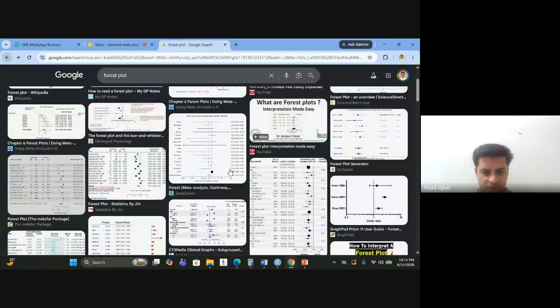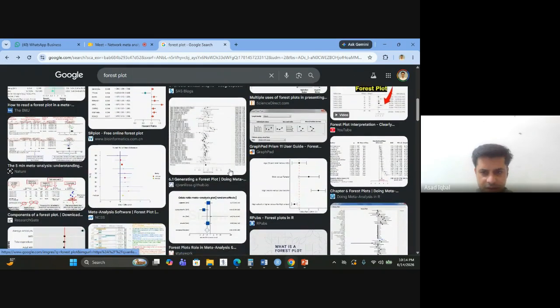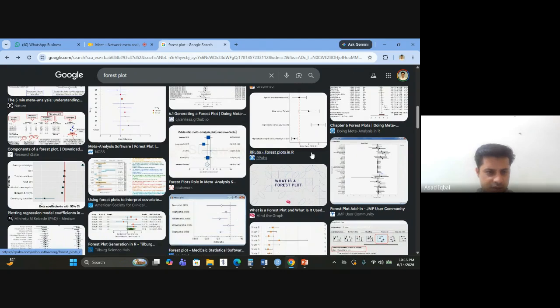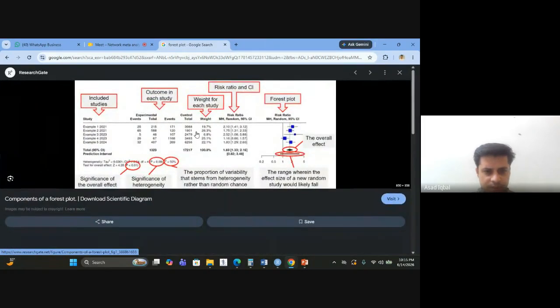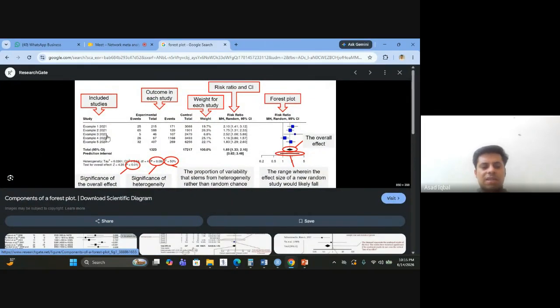It's a bit complicated. I think this should be good. Okay, so this is plot example 1, 2, 3. This is just a good forest plot. Components of a forest plot: this is really a great description of it. The included studies, the outcome in each study, this is the experimental group, this is the control, and this is the risk ratio of each one.